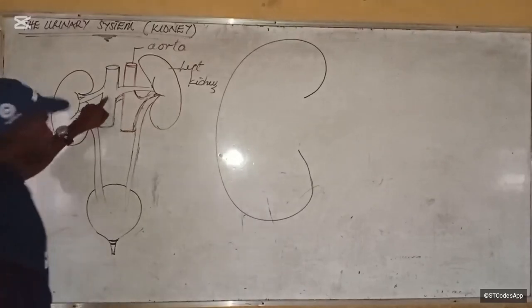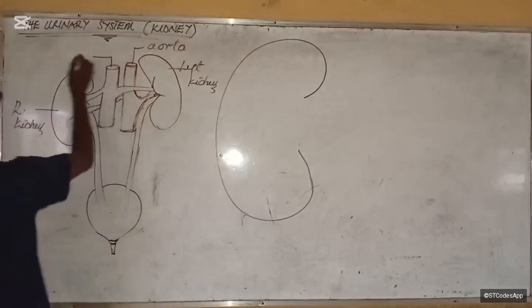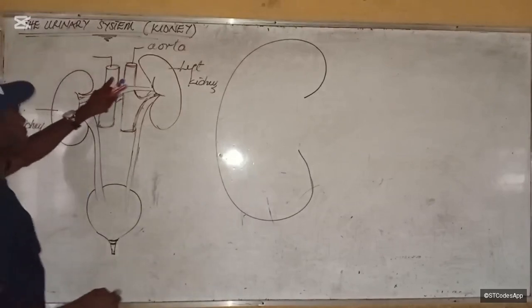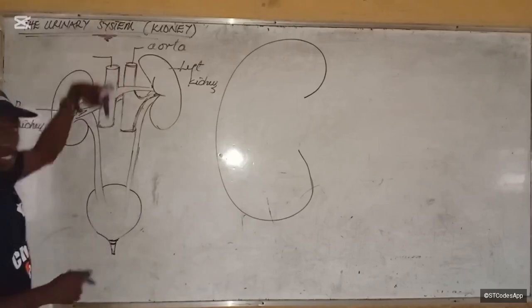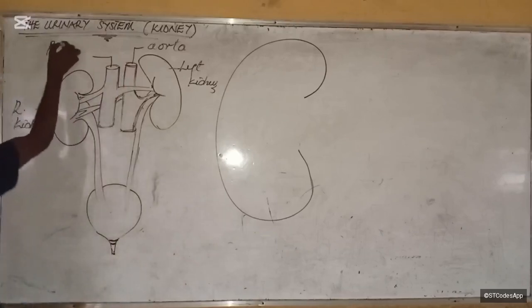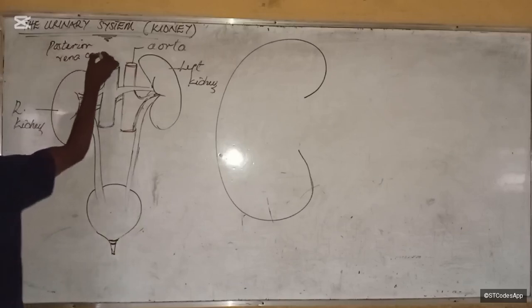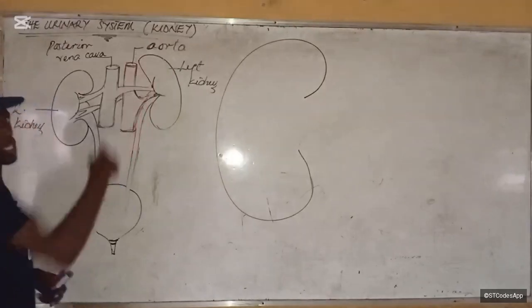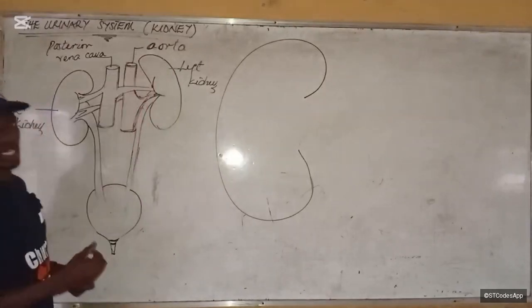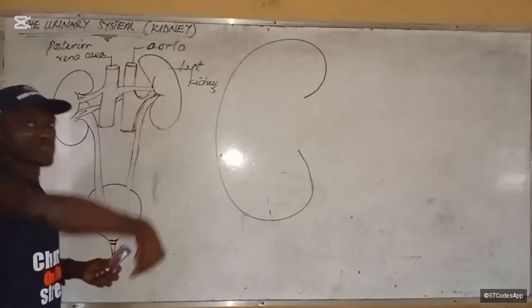Then there is the major vein of the body, which is called the vena cava. Because it is coming under the heart, we call it the posterior vena cava. And this is the descending aorta, because the aorta leads down from the heart.